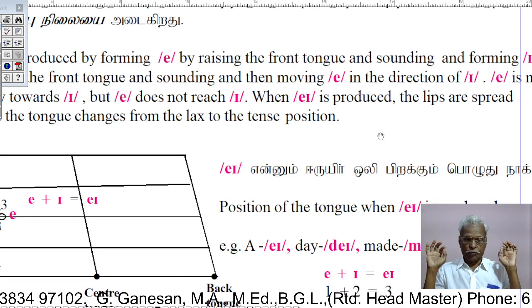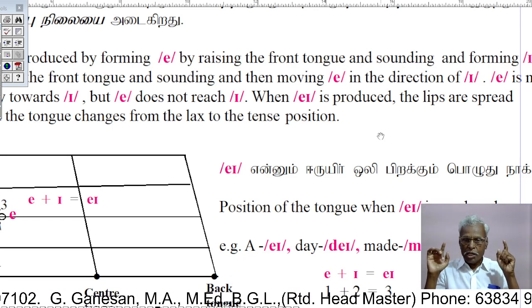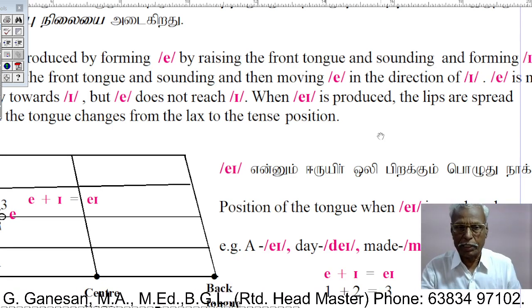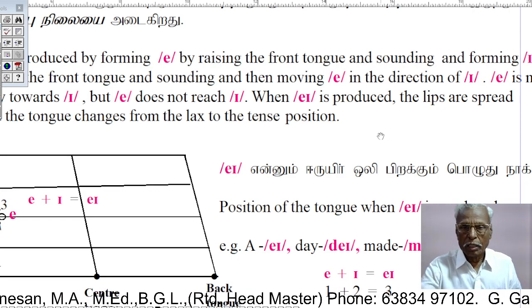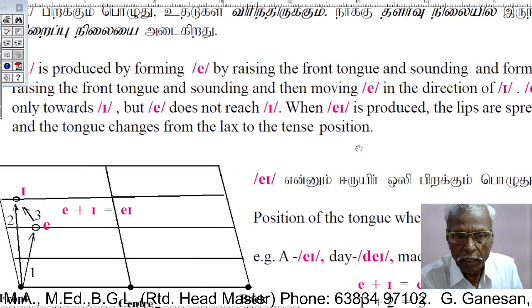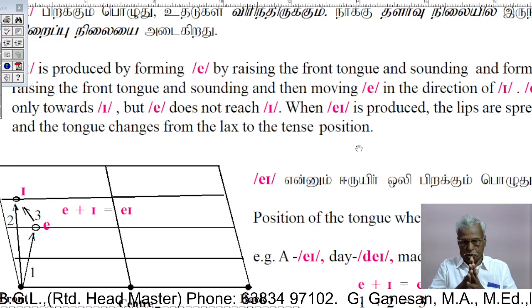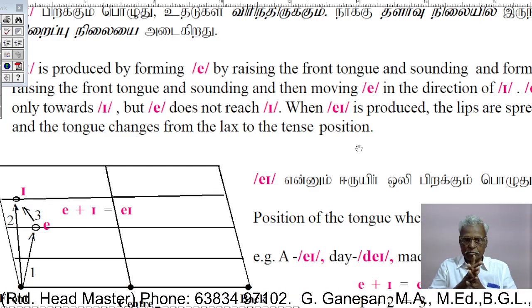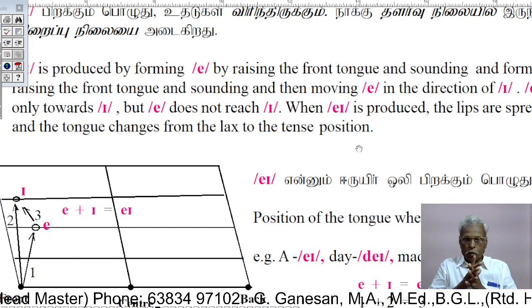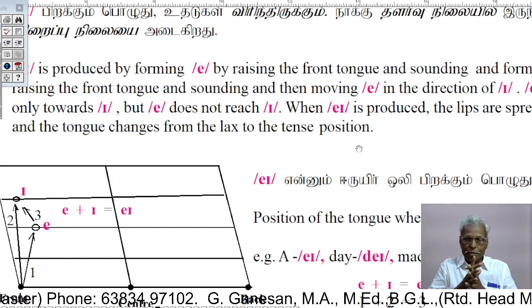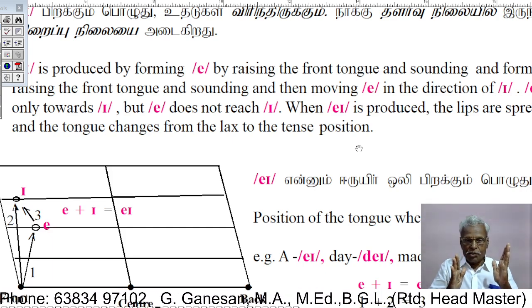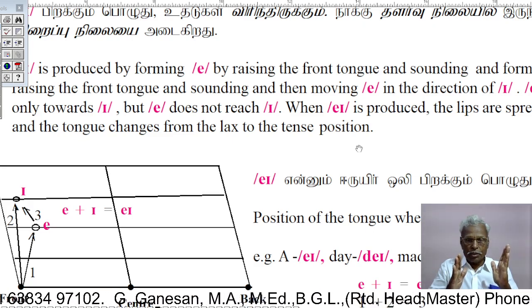When /eɪ/ is produced, the lips are spread and the tongue changes from the lax to the tense position.